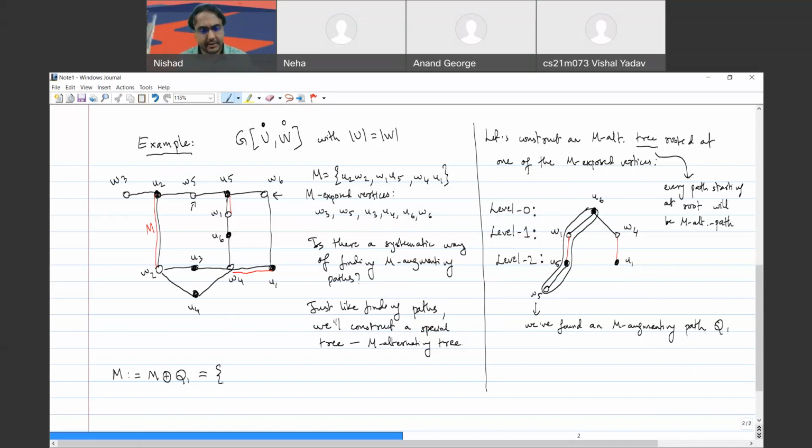And so what does that give us? It gives us all the previous edges that were already there and that are not in this path. So we get U2, W2, W4, U1. And instead of this edge W1, U5, we are going to take the other two edges, U6, W1 and U5, W5.